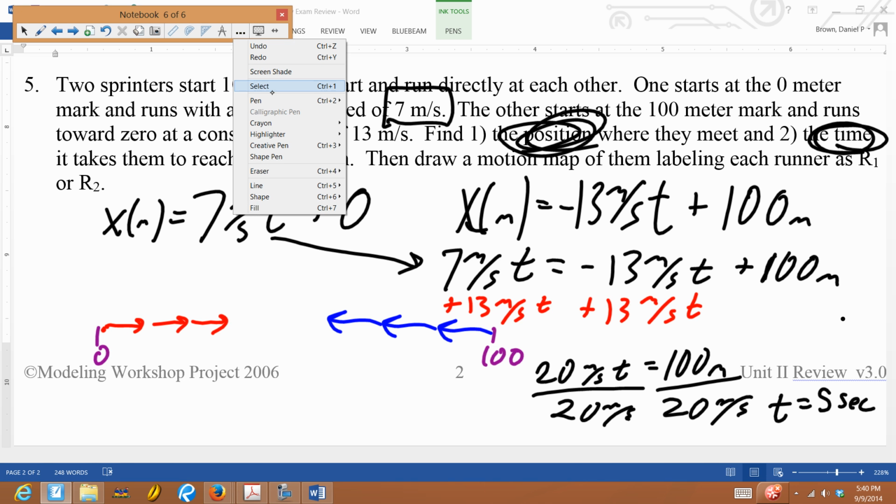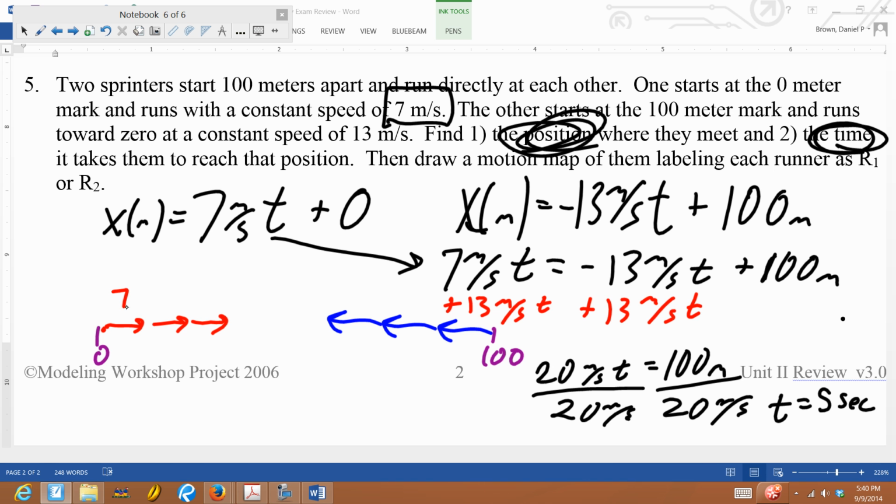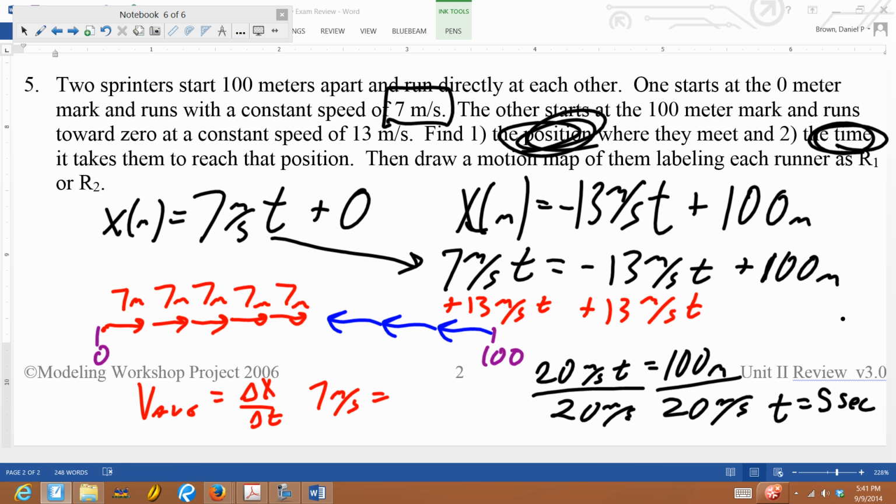So if I look at my little motion map down here, try and kind of reason this out, that should be 7 meters, 7 meters, 7 meters, 7 meters, 7 meters, and 5 sevenths is 35. Should be 35 meters. I can also look at an equation like this, that velocity average or constant is equal to change in position over change in time. And if I plug in the numbers I know for this first runner, that 7 meters per second is equal to the position where they meet, and underneath it I put in 5 seconds.